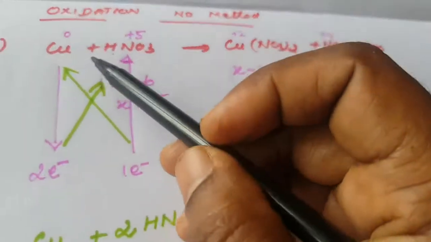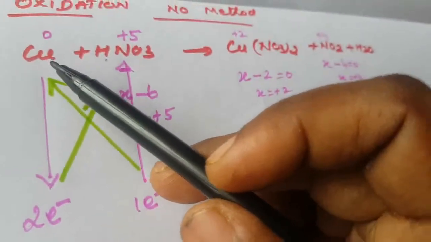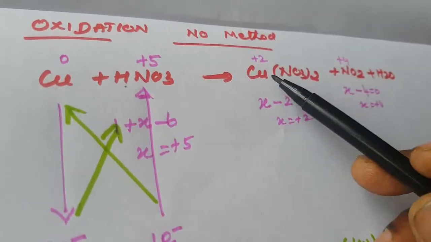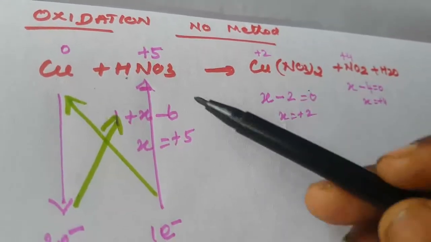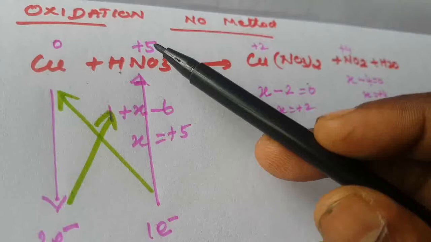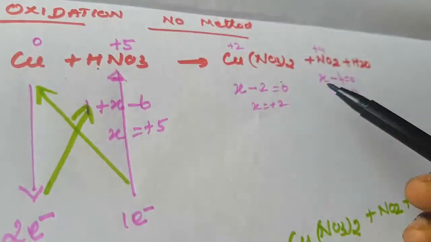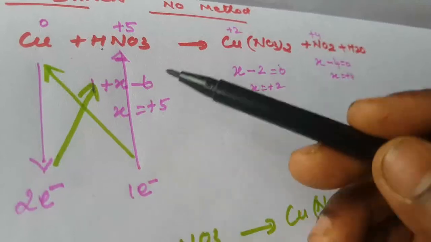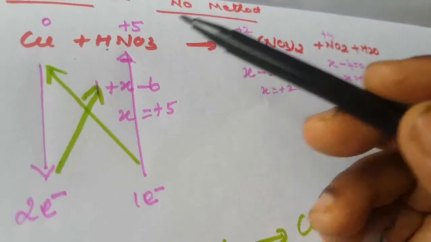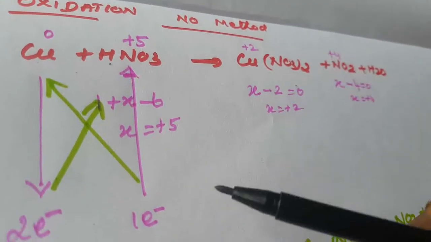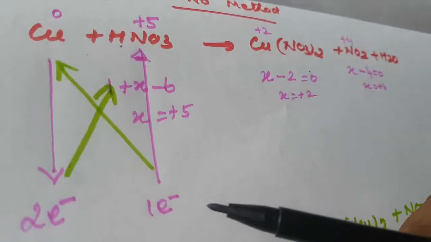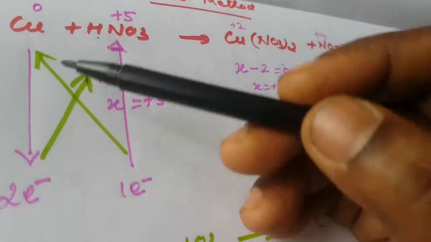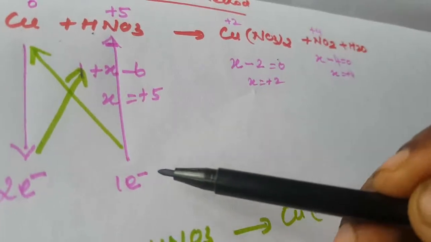First the copper, the oxidation number is 0. Here copper is plus 2. Here NO3 is minus 2 charge. So that is X minus 2, that is plus 2. In nitric acid, the nitrogen oxidation number is plus 5. Here copper is oxidized to Cu2 plus. So how many electrons? 2 electrons are removed. Here 1 electron is gained, it is reduced to plus 4. So what is meant by oxidation? Loss of electrons. What is meant by reduction? Gain of electrons. This is oxidation, this is reduction.